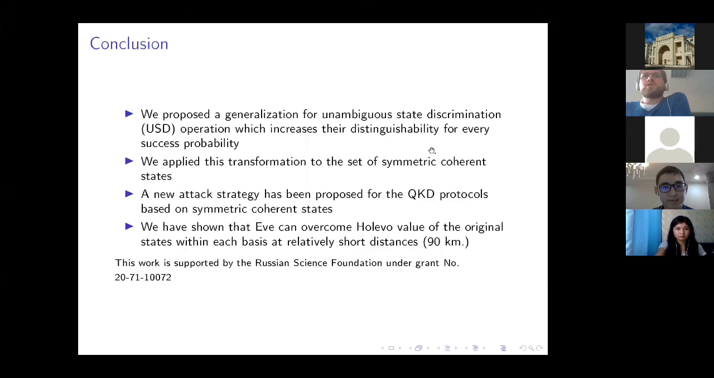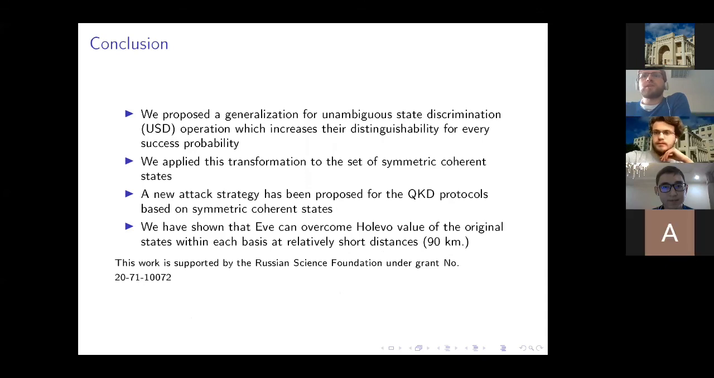This is the conclusion of my talk, that we proposed a generalization for the unambiguous state discrimination operation. This generalization increases the distinguishability for every desired success probability. Then we applied this transformation to the set of symmetric coherent states and proposed a new attack strategy for the QKD protocols based on symmetric coherent states. And the important result is that the Holevo value of Eve is larger than the original value for the original states at relatively short distances. So that's all. Thank you for your attention.